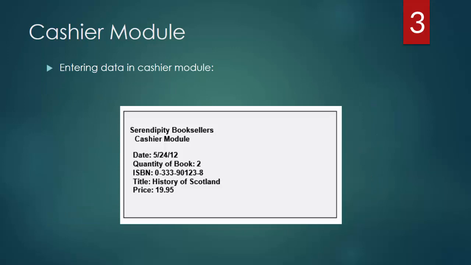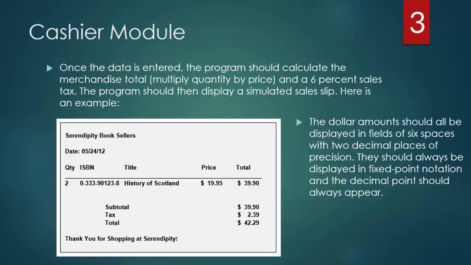This is how it's going to look. This is what the user will enter: the date, the quantity, the ISBN, the title, and the price. And then once it's entered, we will actually do some calculation. We will calculate the total, we will add the tax to it, and then we will display the total sale, including the tax. And they want us to make sure that the dollar amount is displayed in fields of 6 spaces with 2 decimal places of precision. They should always be displayed in fixed point notation, and the decimal point should always appear.